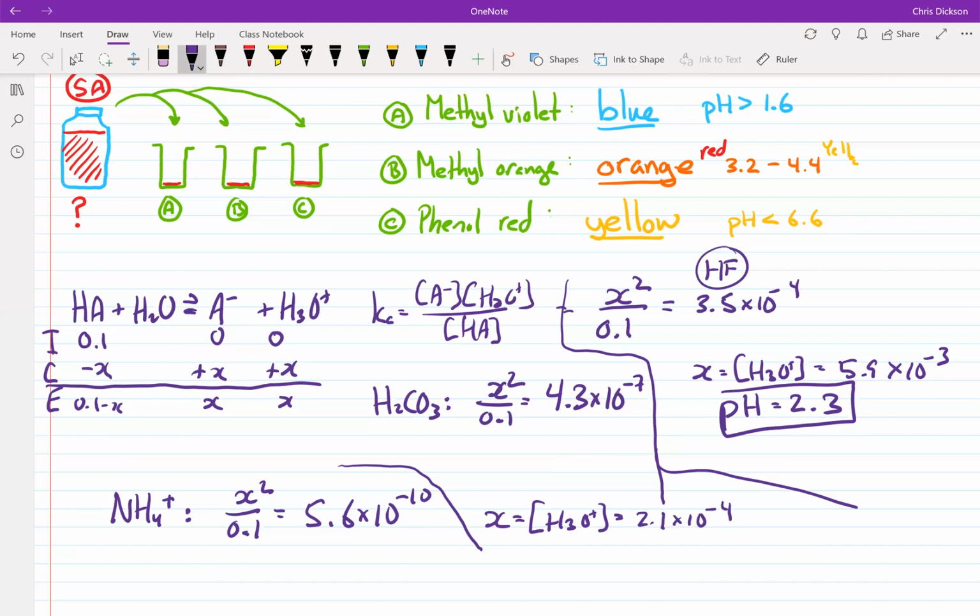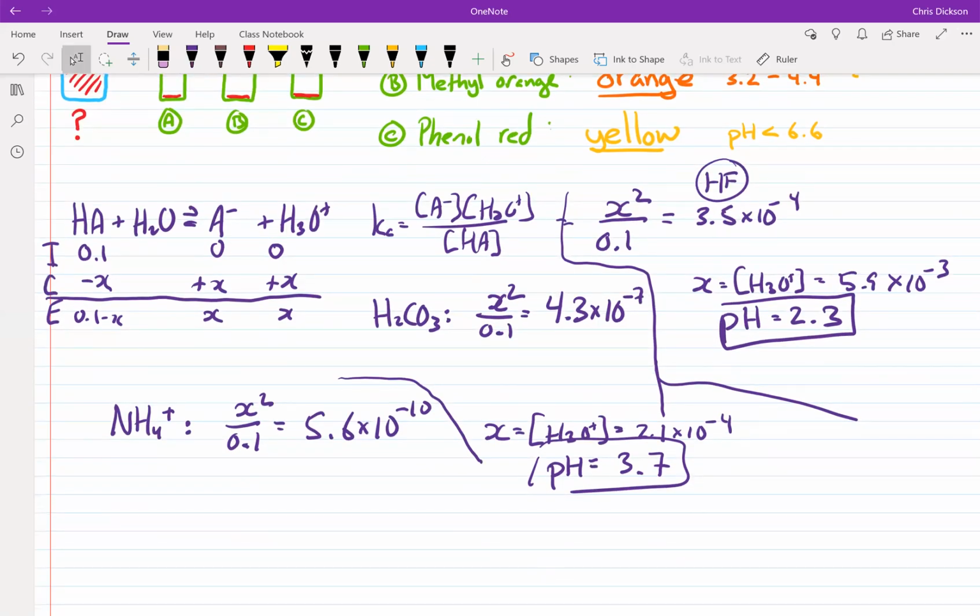I'm going to keep the number on my calculator, which you guys can't see, so just hopefully believe in me. And so I'm going to find the pH of that, so I negative log that number, and I get a pH of about 3.7, roughly.